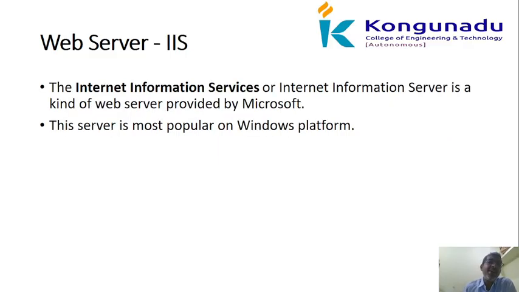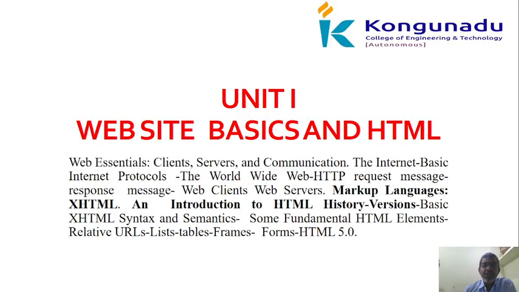Another one is IIS, Internet Information Server, or we can call it Internet Information Services. Okay, so it is a kind of web service provided by the Microsoft company. This is the most popular on the Windows platform. Yes, this is an important thing. So IIS and Apache are the two familiar web servers.